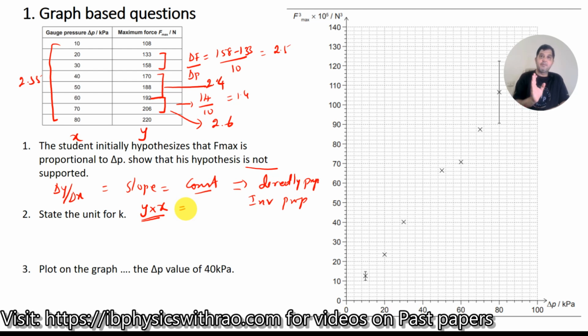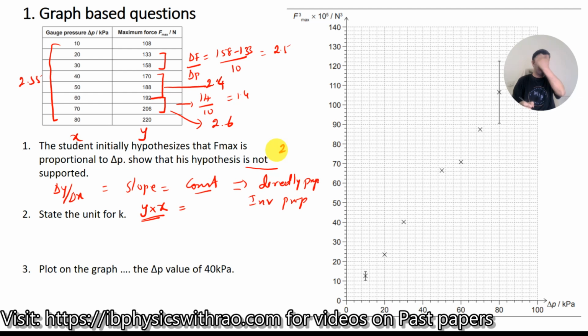Some people think the slope should become negative if it is decreasing, but that's all wrong. Remember, if it is inversely proportional, the product of x and y should be a constant. If it is constant, definitely proceed. Then you have proved this. So this would be around 2 marks over here.